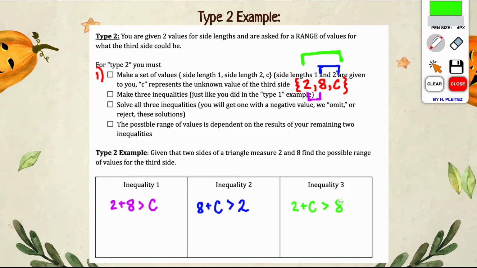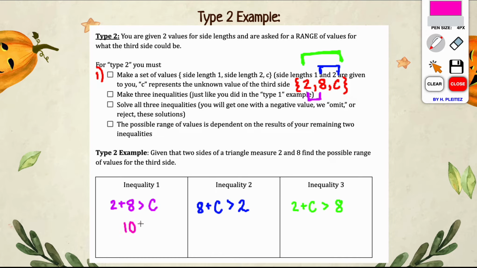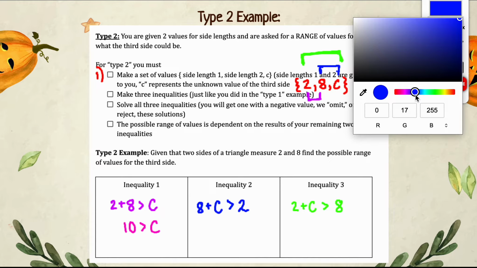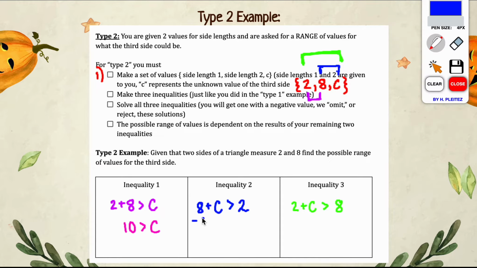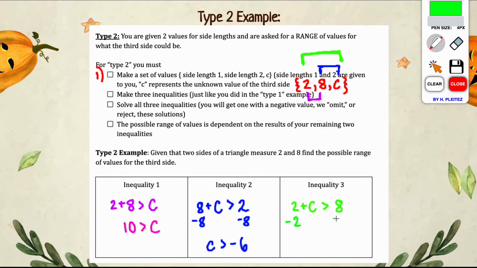Now, when we solve these inequalities, you're pretty much treating the greater than symbol as an equal sign. You just want to isolate the variable. So in inequality 1, we already have our variable by itself, so we just have to simplify. Here we have 10 is greater than C. Now in blue, we don't have our C by itself. So we can subtract 8 on both sides, and we get that C is greater than negative 6. And then lastly, in green, again, we have to get C by itself. So we subtract 2 from both sides, and we get that C is greater than 6.